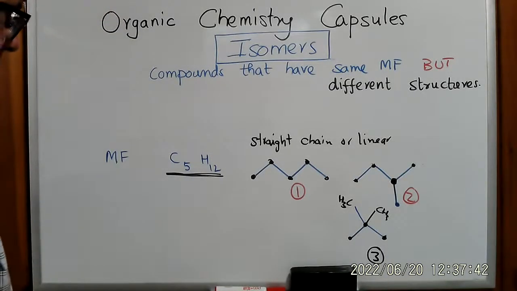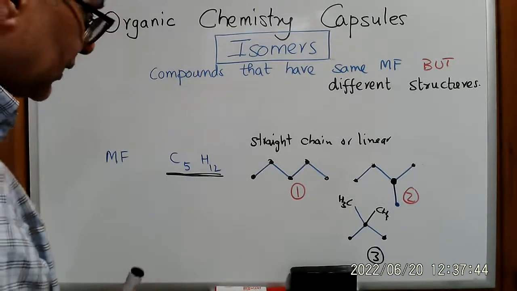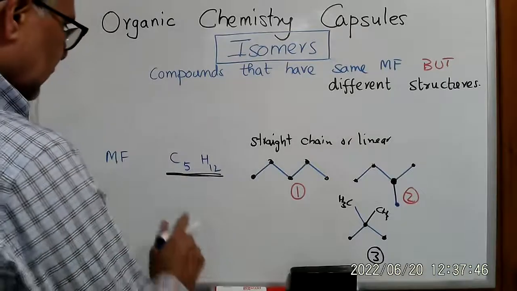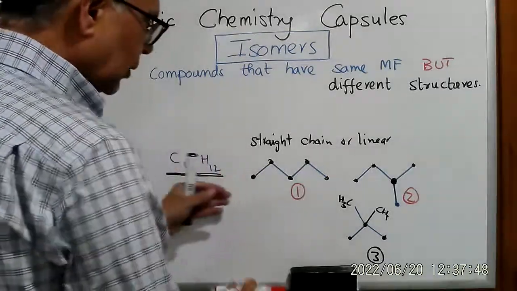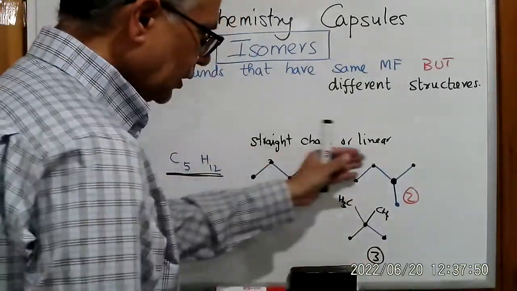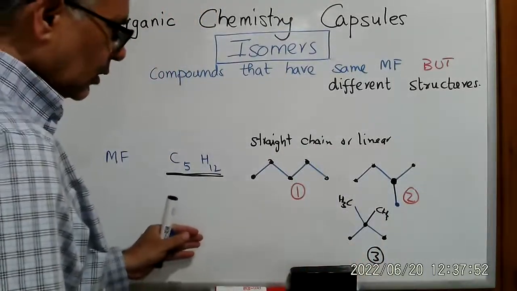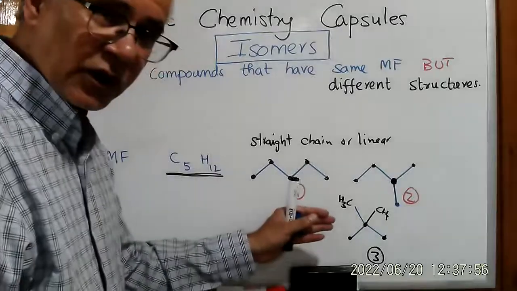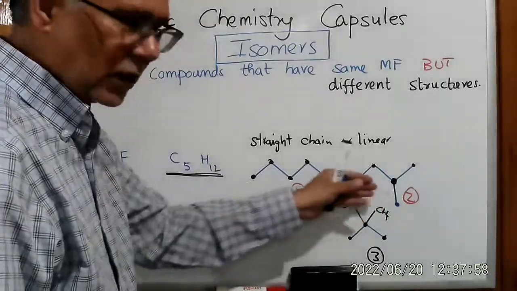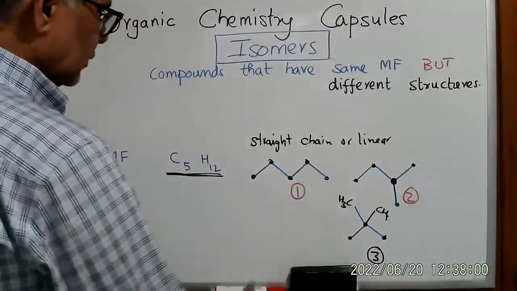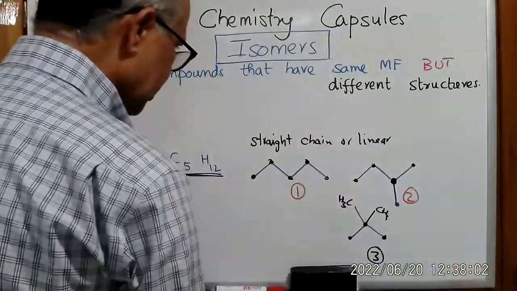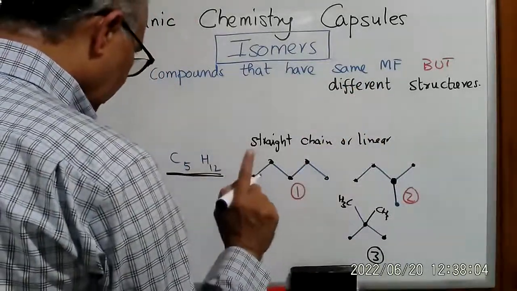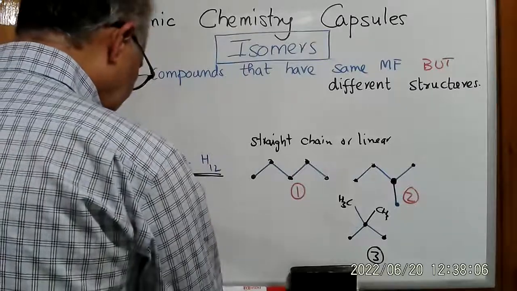Now, I want to point out one more thing. This molecular formula has 3 different isomers. They all differ from each other in the length of the chain and the placement of the other carbons. So they are positional isomers, they are constitutional isomers.